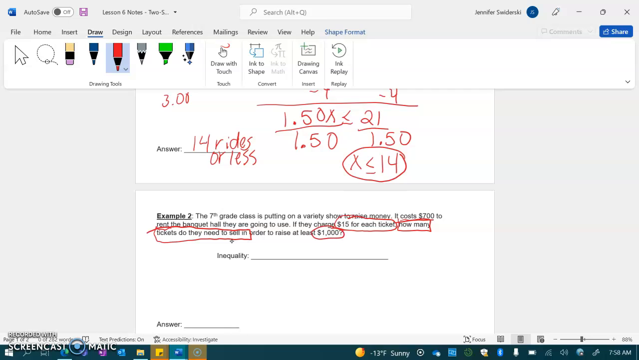Well, we know their goal is to make $1,000. And they want at least, up above, at least means greater than or equal to. They spend $700 at the banquet to rent that banquet hall, and they're going to charge $15 per ticket. So let x be the number of tickets they need to sell.